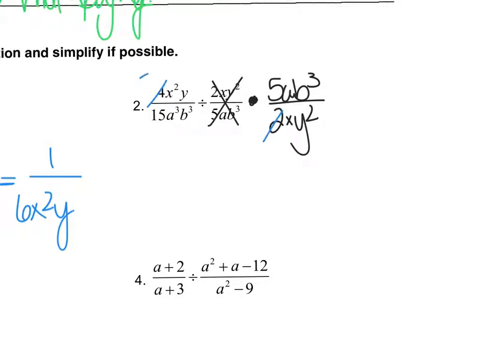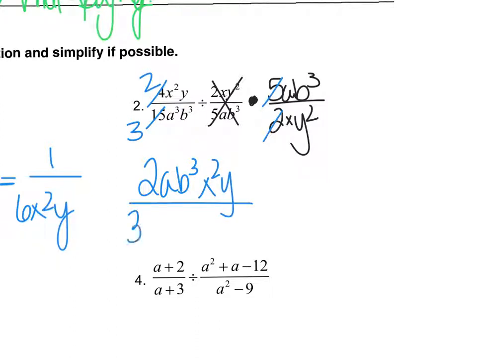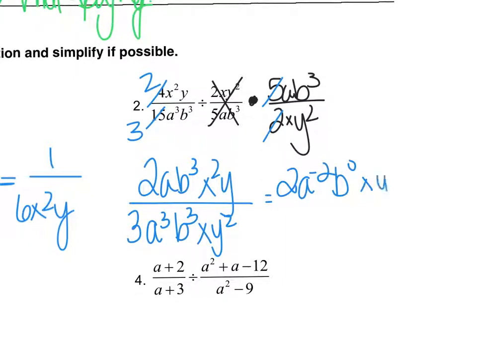All right, so I'm going to go ahead and start canceling out the numbers. So this cancels to a 2 in the numerator. This cancels to a 3 in the denominator, and then I'm going to multiply straight across. So 2ab to the third x to the second y over 3 a to the third b to the third xy squared. Okay, could you cross cancel with the variables? Yes, but I personally like to multiply across with the variables and then simplify from there. So we get 2a to the negative second, b to the 0, x, y to the negative first, all over 3.